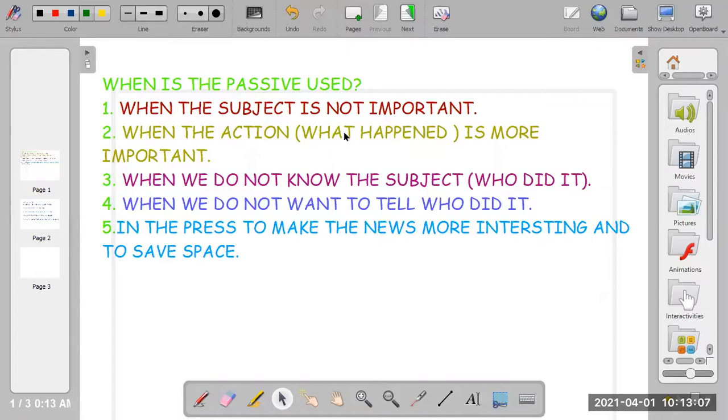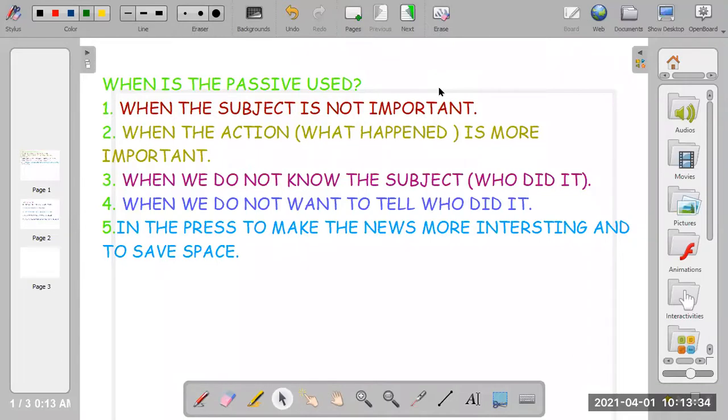Number 2, when the action, what happened, is more important. It's the same. They continue each other. Number 3, when we don't know the subject, who did that. For example, you are at home and you break a dish in the kitchen. You don't tell anybody. Your mother comes after an hour and goes into the kitchen and she would say, a dish is broken in the kitchen. Who did that? So you don't know the subject. Your mother doesn't know who did it.